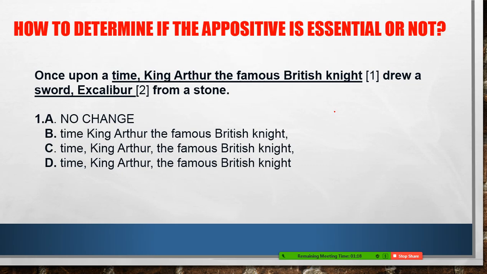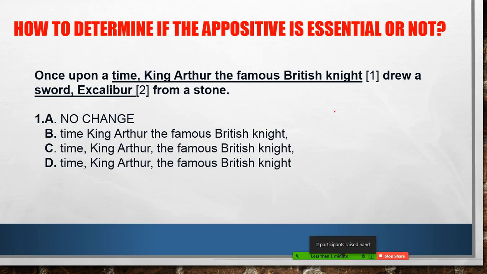It is essential. Once upon a time, King Arthur. What is essential? Famous British knight. King Arthur is essential. The famous British knight is not essential. So which choice do you think? It would be the time, comma, King Arthur, comma, the famous British knight.